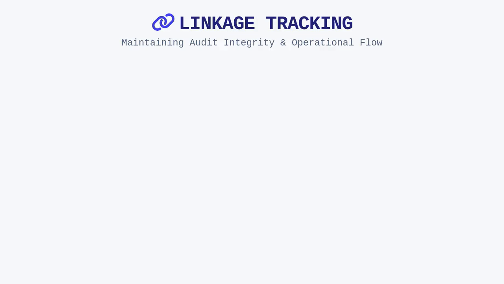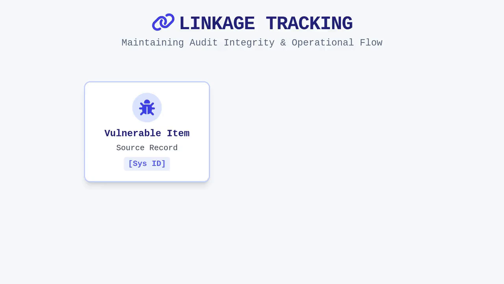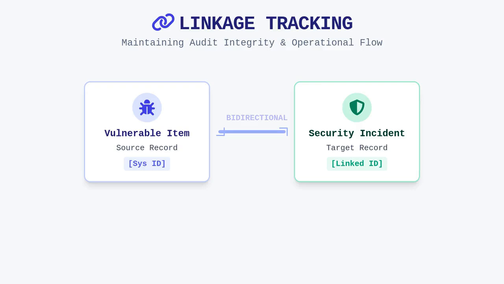Linkage tracking is an often overlooked aspect of effective security operations, yet it is vital for maintaining the integrity of your audit trail. When you spawn an incident from a vulnerable item, the system should store the SysID of the source record within a reference field on the target security incident. You should configure your logic to maintain this bidirectional linkage throughout the lifecycle of the security incident.